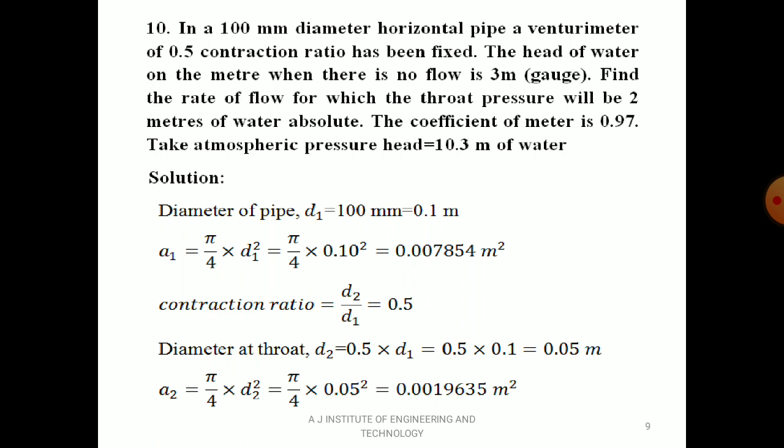Now we have the value of D1, so we can calculate the diameter at the throat. So diameter at throat D2 equal to 0.5 into D1, where D1 value is 0.1. So that is equal to 0.5 into 0.1. So the value of D2, or throat diameter, is equal to 0.05 meter. So we have a diameter now, so that we can easily calculate the cross-sectional area. So A2 equal to pi by 4 D2 square, that is equal to pi by 4 into 0.05 square, that is equal to 0.0019635 meter square. That's the A2.